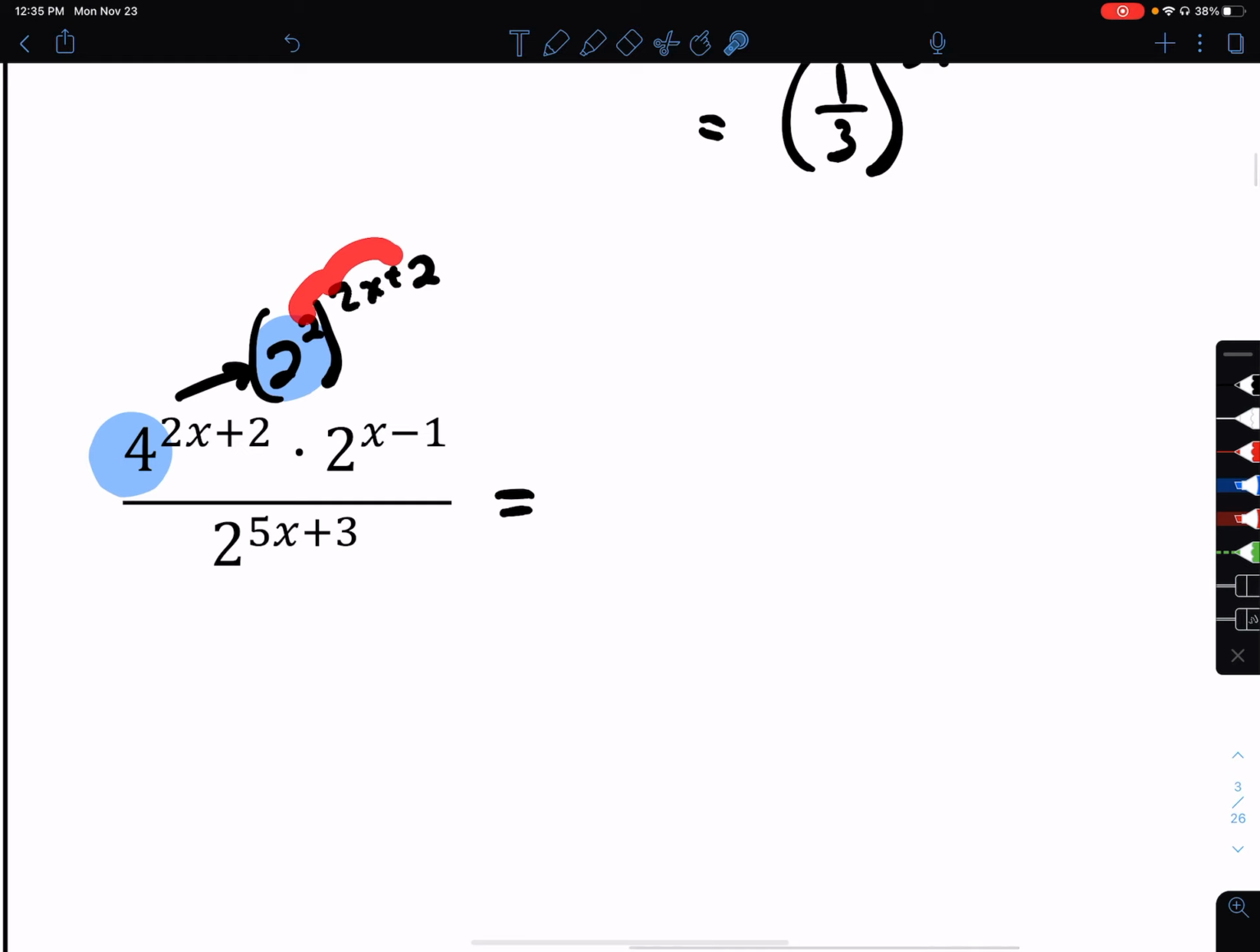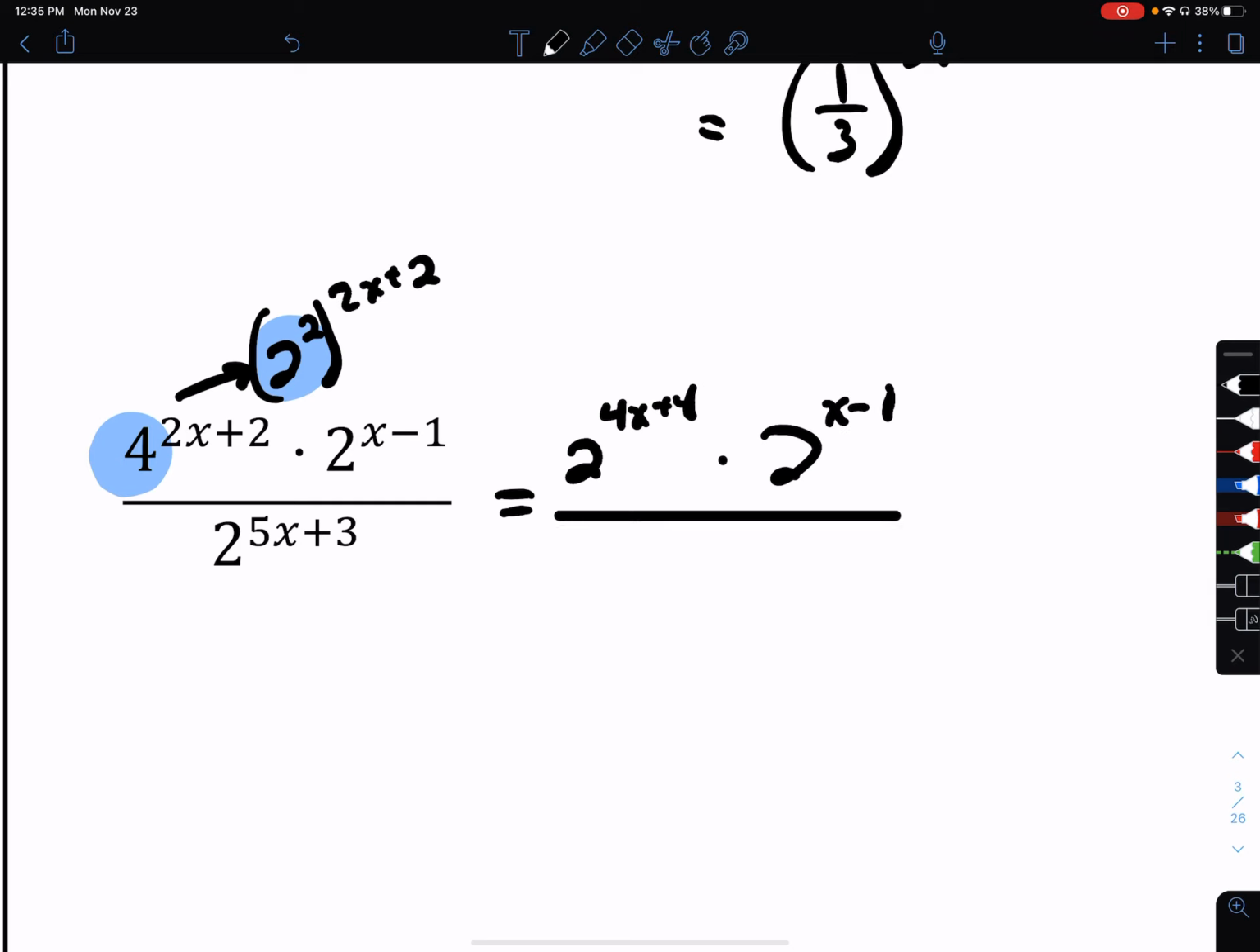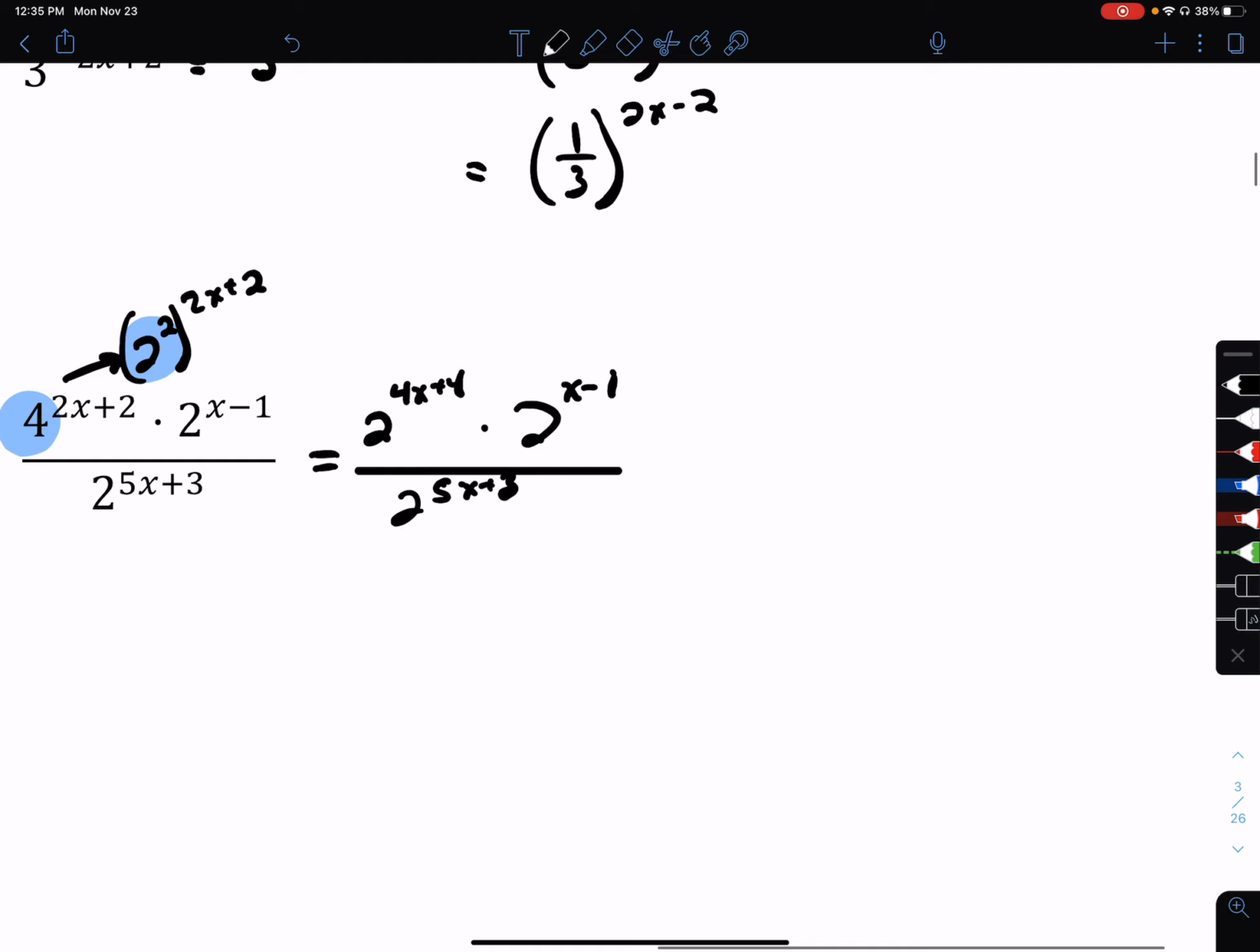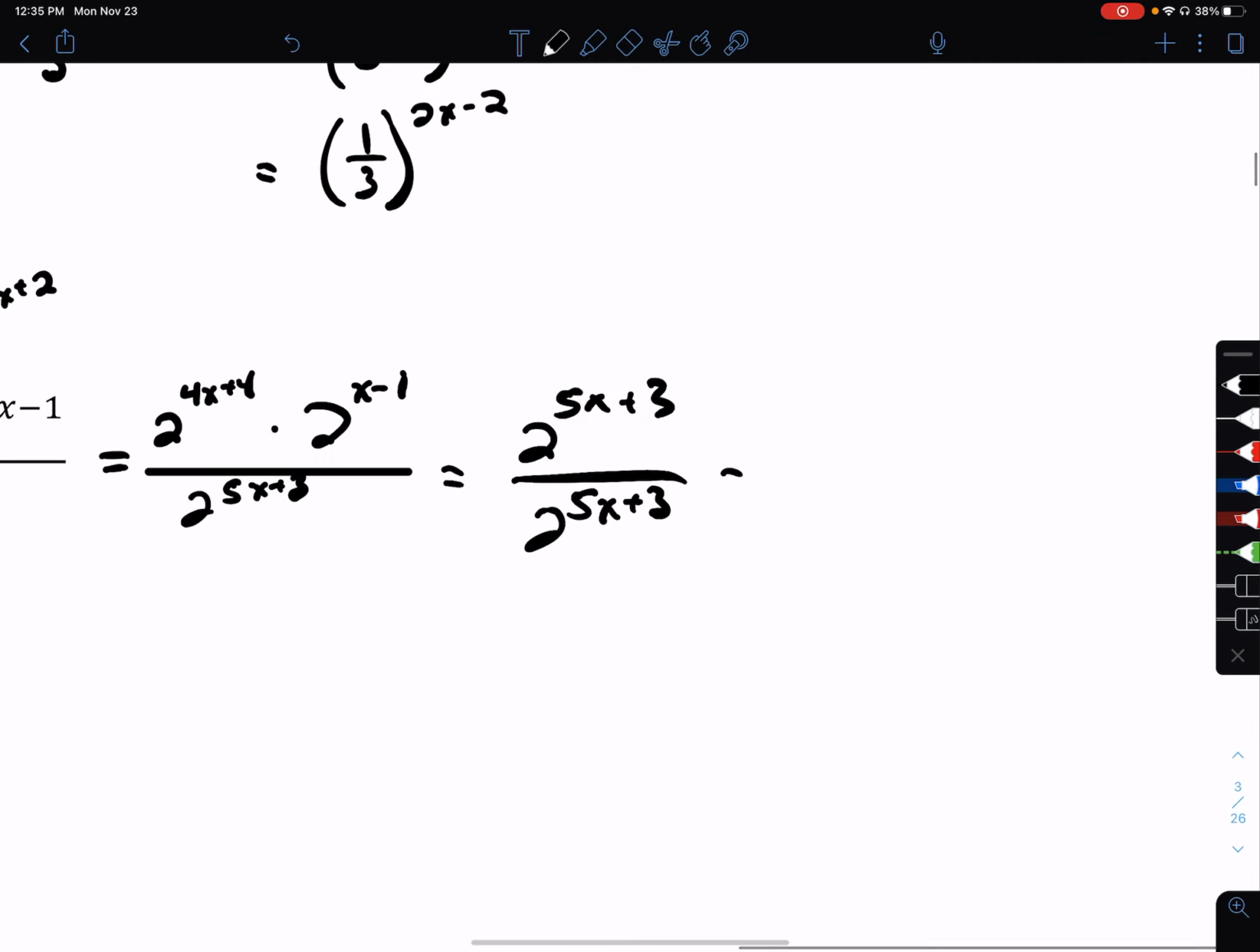Here we have a power to a power property. So that's going to be 2 to the 4x plus 4 times 2 to the x minus 1. That's unchanged. And on the bottom, 2 to the 5x plus 3. In the numerator, when you're multiplying with the same base, you add the exponents. It's going to be 2 to the 5x plus 3. The bottom's also 2 to the 5x plus 3. If you divide anything by itself, you're going to get 1.